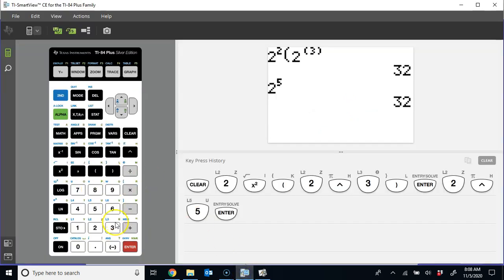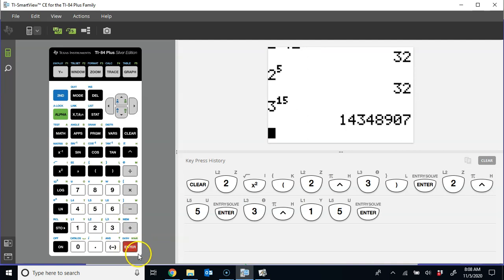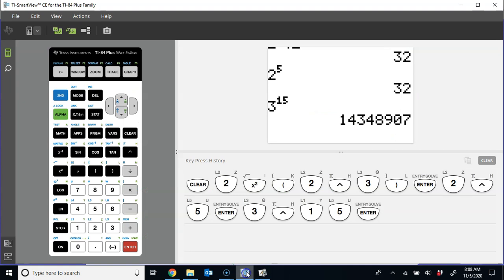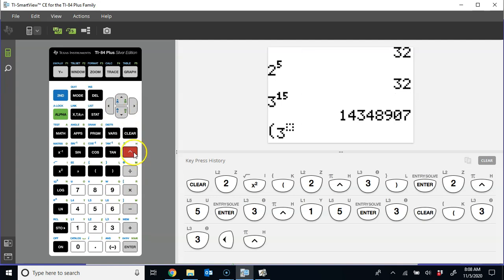Now that's still not a pretty answer in the calculator. It should be a really large number because that's 3 times itself 15 times, which would be 14,348,907. So it's still not a pretty answer there, but it is easier to type this in than it is to type this in. Let me show you what I mean by that. 3 to the third raised to the fifth, you would have to do 3 raised to the third. Make sure, well, see, it's even harder when you can't type.